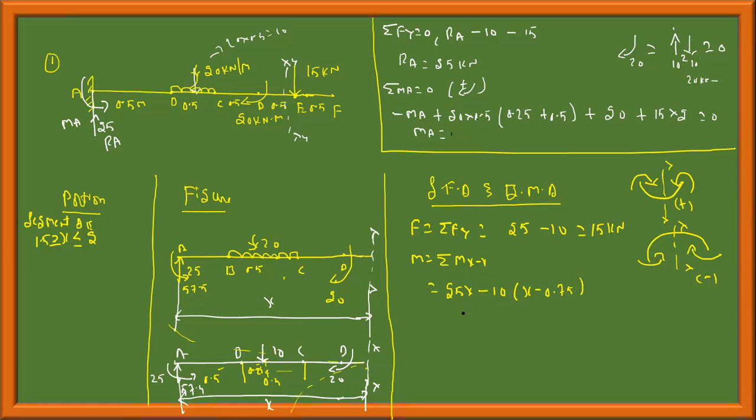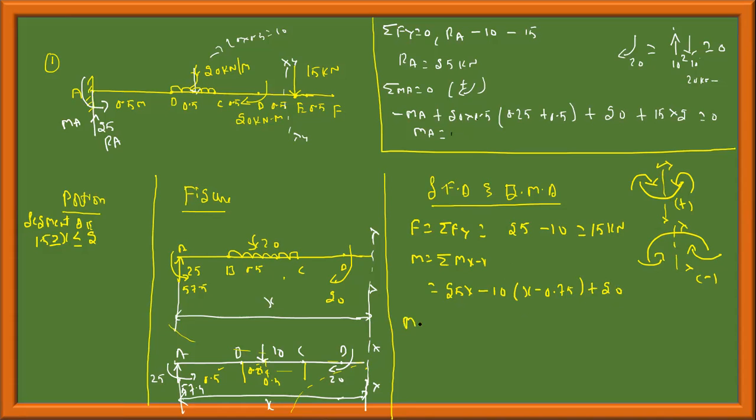And this moment: the section is to the right side and the moment is clockwise. This will not come into the picture in that case. But when the section is towards the right side and the moment is clockwise, as in this case, it will get added up, that's 20.